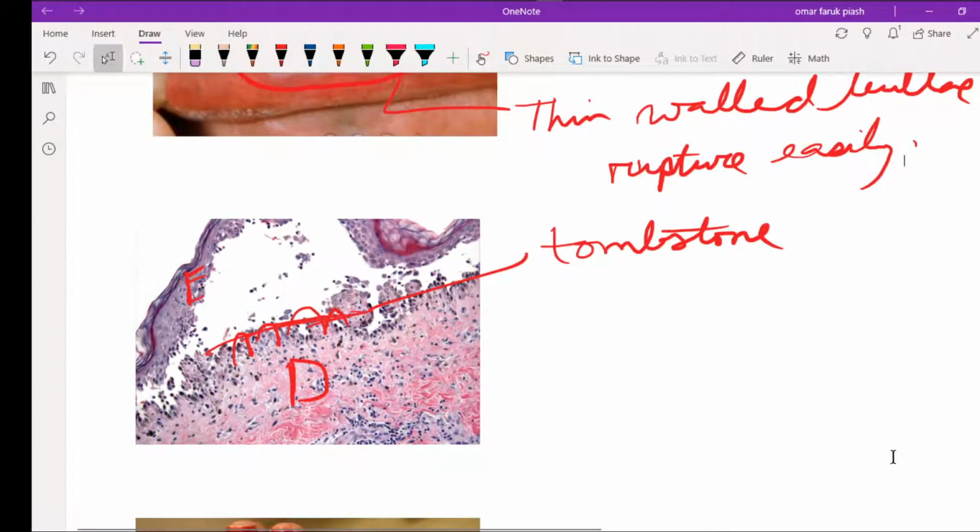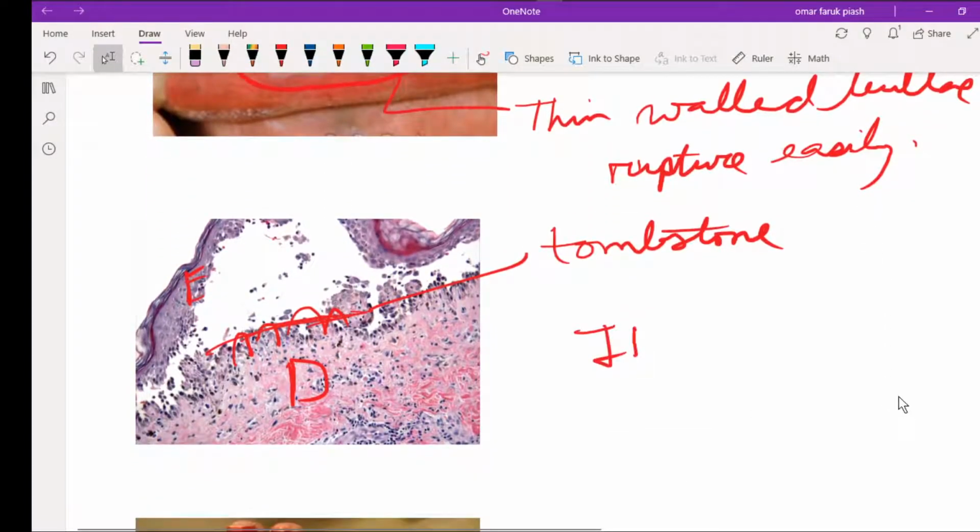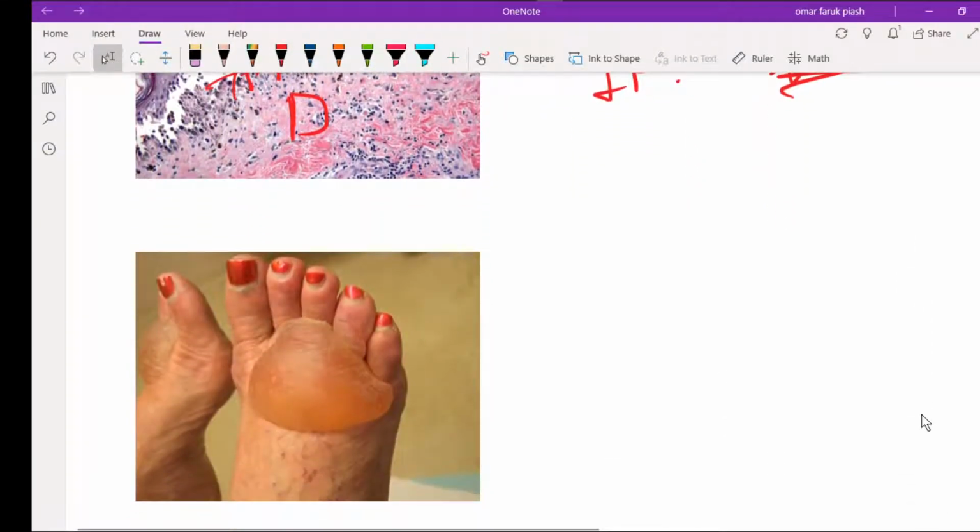In immunofluorescence it looks like a fish net appearance. This is the bulla which doesn't rupture easily, that is bullous pemphigoid. In here there is autoimmune destruction of the hemidesmosome between the basal cell and the underlying basement membrane.